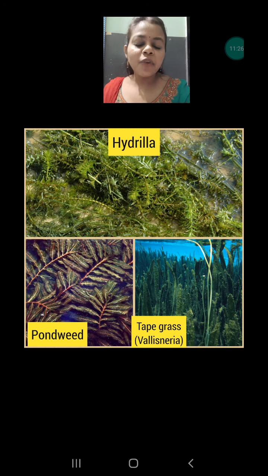Some examples of the submerged plant are hydrilla, pondweed and tape grass, which is also known as Vallisneria. Okay, so some names you should know, they can come in the exam. Vallisneria is the name of the tape grass only. So I hope you all have understood all the adaptations which are found in these three types of aquatic plant.